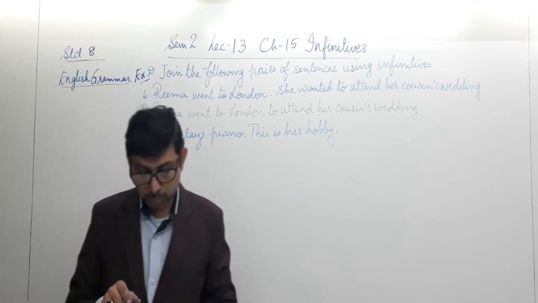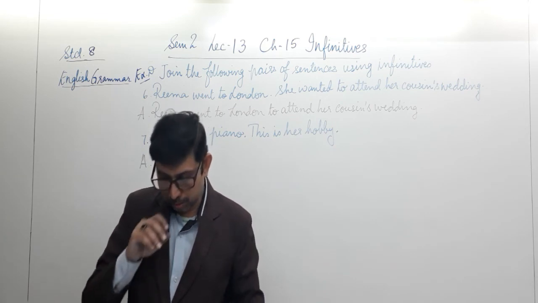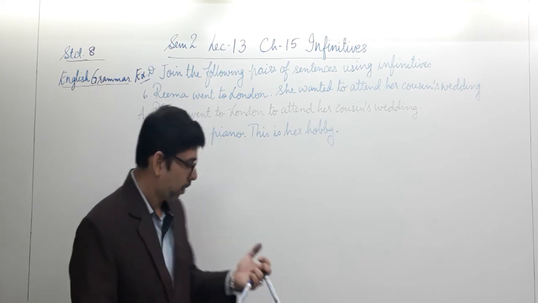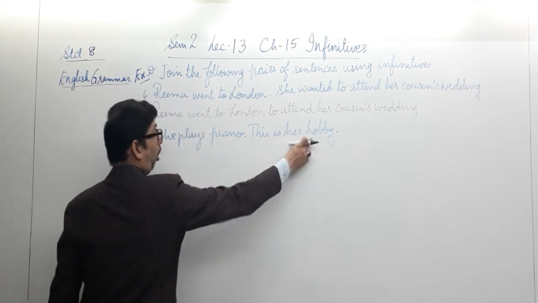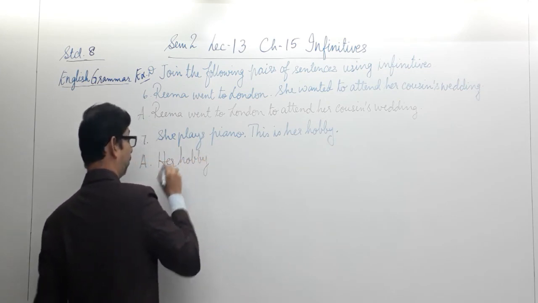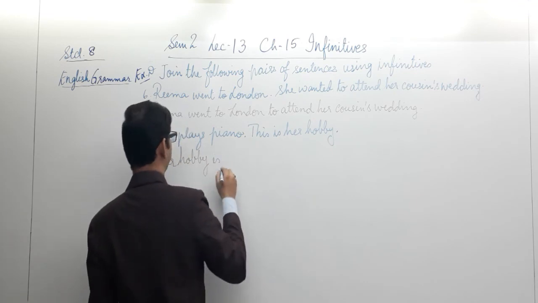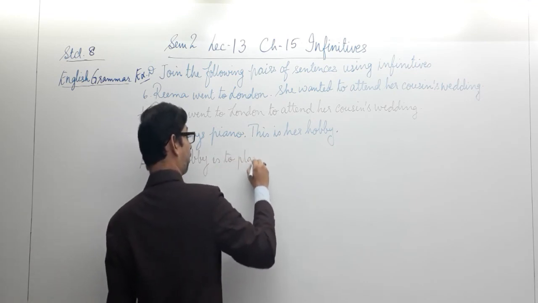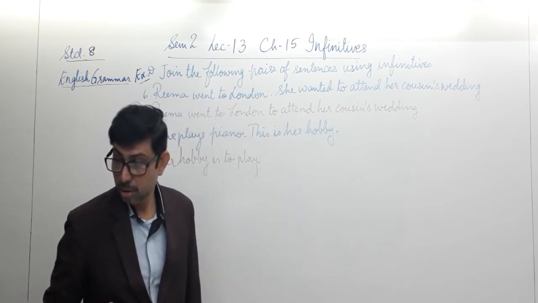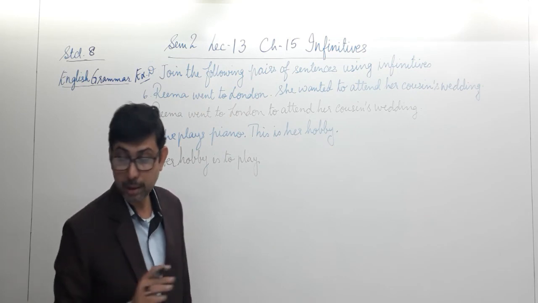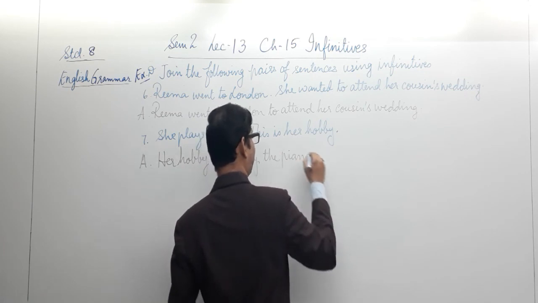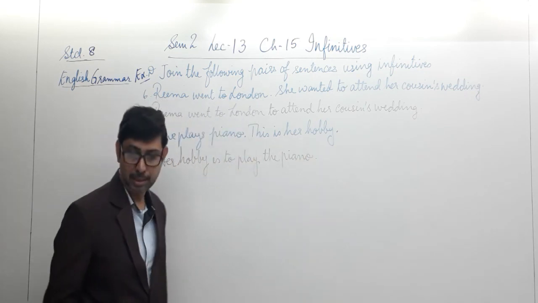Her hobby, which we have utilized from the second pair of sentences. She plays piano. This is her hobby. Let's write it. Her hobby, we have the subject first. Her hobby is to play piano. So in this manner, in an unusual way, we'll have to join the sentence, unlike what we joined in the earlier places.